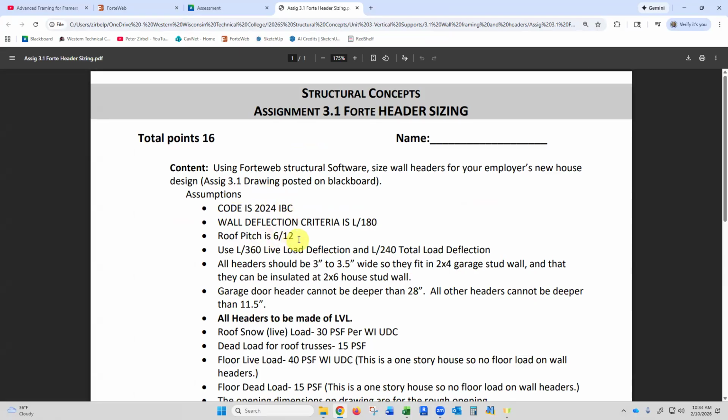We're going to do a 6/12 roof pitch, so it's different than the 5/12 on the example. You're going to have to type that in properly.